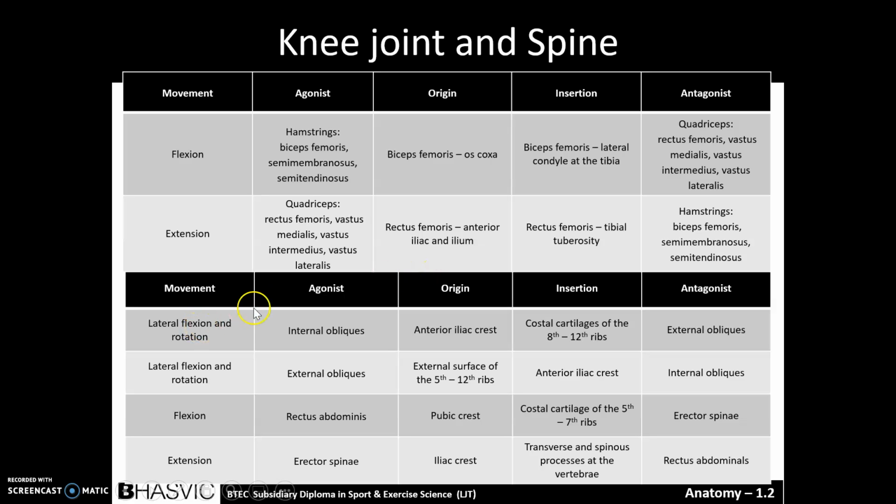In the spine, lateral flexion and rotation occurs with the agonist being the internal obliques, and the origin of the internal obliques would be the anterior iliac crest, and the insertion of the internal obliques would be the costal cartilages of the 8th to 12th ribs, and the antagonist of the internal obliques would be the external obliques.